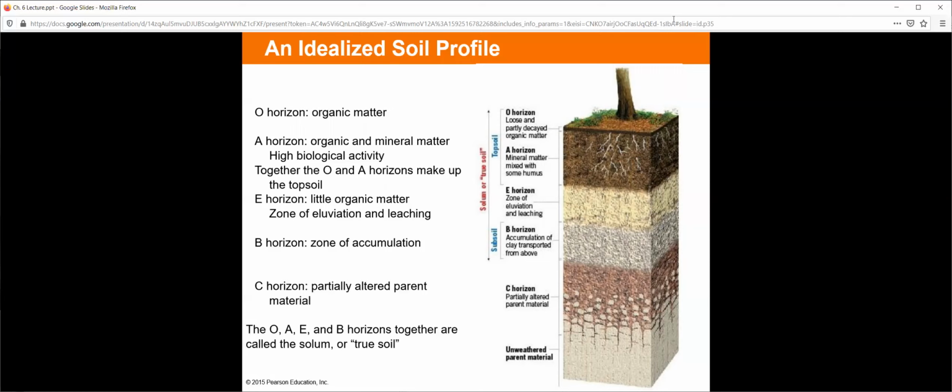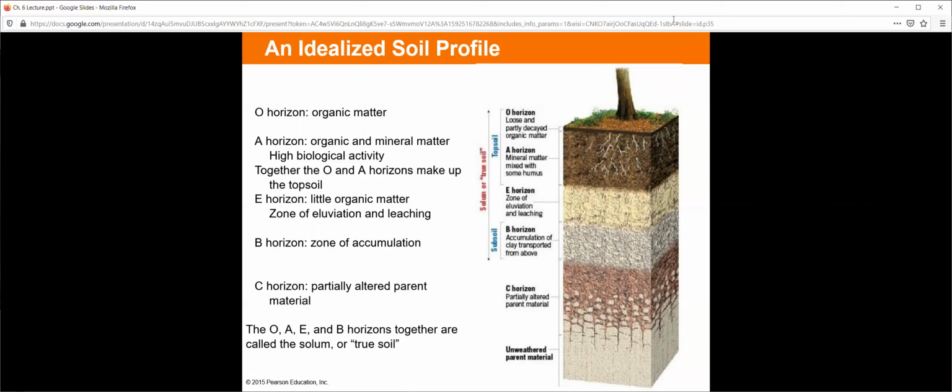The stuff that flows through the A and E accumulates in the B horizon in the subsoil section. Once you leave the B horizon, you enter the C horizon, which is kind of where you run into bedrock. You're starting to have less soil and more rock and things of that nature. And then, of course, below the C horizon is your bedrock. You're out of sediment now. You're on the parent material.